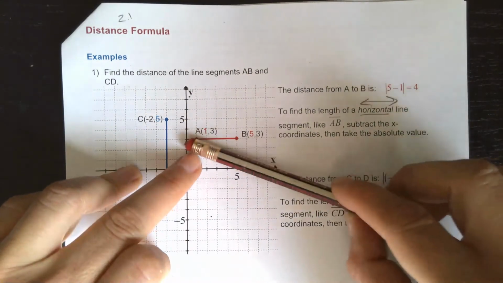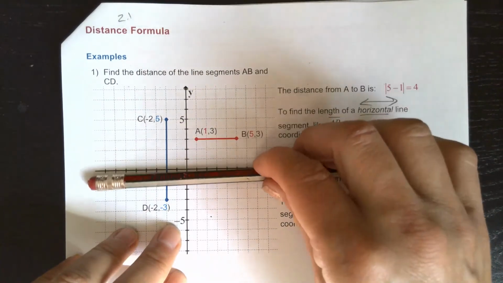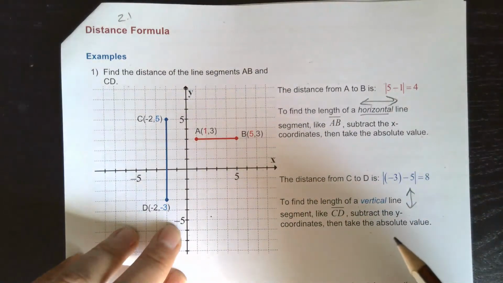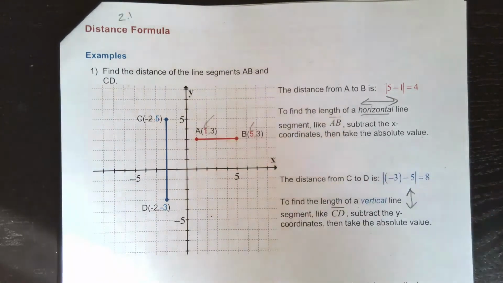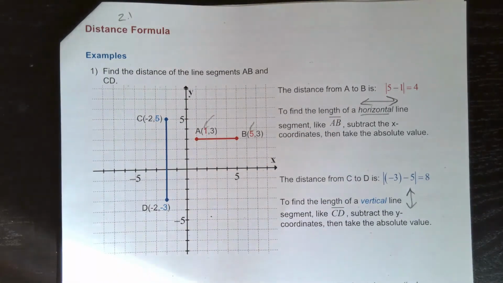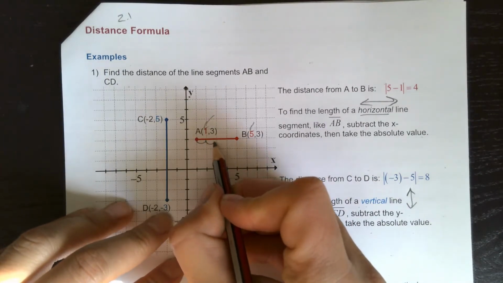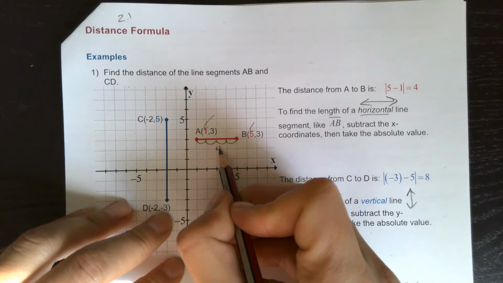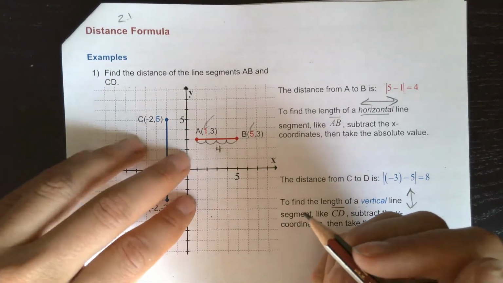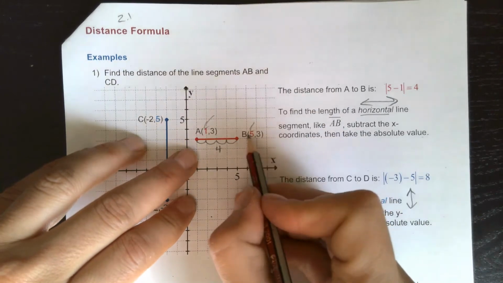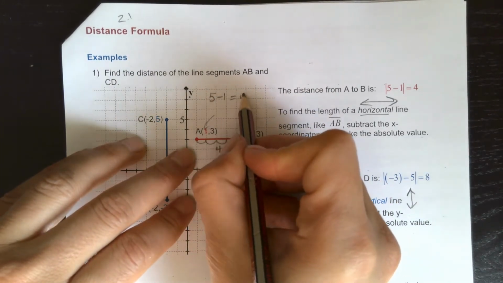So AB, because it looks like the x-axis, we're only going to look at the x values. So here, 1 and 5. So first of all, you can do this with no math. You can just go, oh, I can count how many jumps. 1, 2, 3, 4. So the length of this is 4. But if you want to use math, all you have to do is take the x values and go, okay, 5 subtract 1 equals 4.